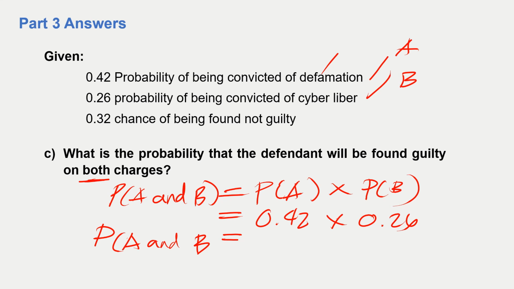is equal to 10.92 ata. Try natin. 0.42 times 0.26. Okay, 0.1092 or 10.92%. So, meaning there is a 10.92% chance that the defendant is guilty on both charges. So, that's how you apply probability in real life situations.